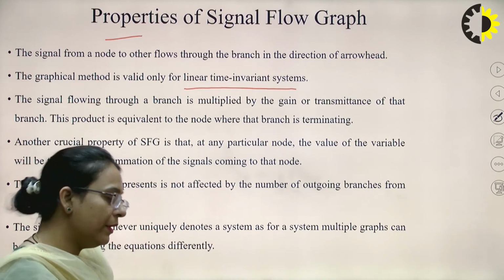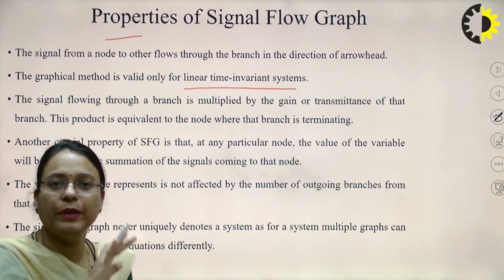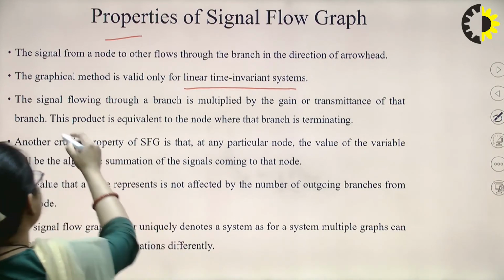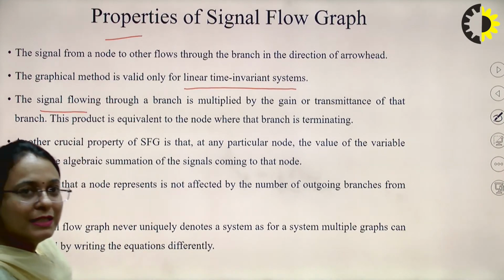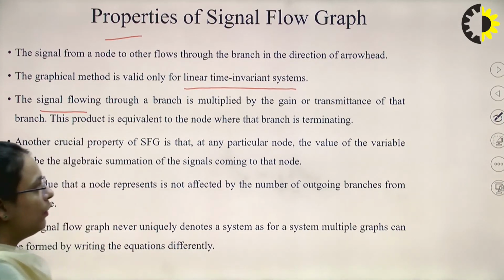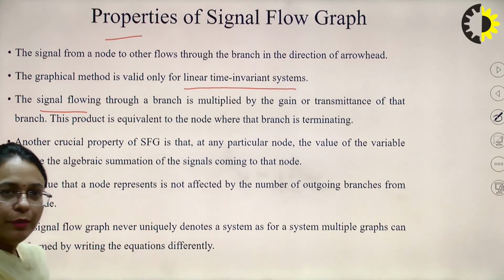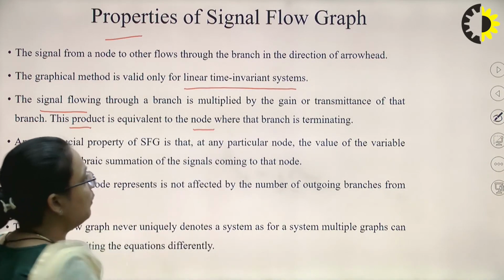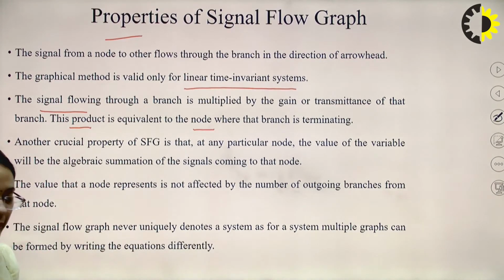SFG is not applicable to nonlinear systems. It is not applicable to time variant systems. Okay. Now, the third point is that the signal flowing through a branch gets multiplied by the gain, or you can say transmittance, of that particular branch. And this product will be equivalent to a node where that branch is terminating.